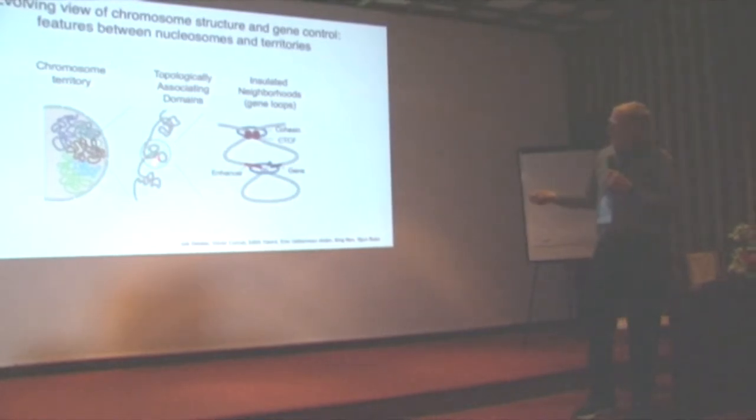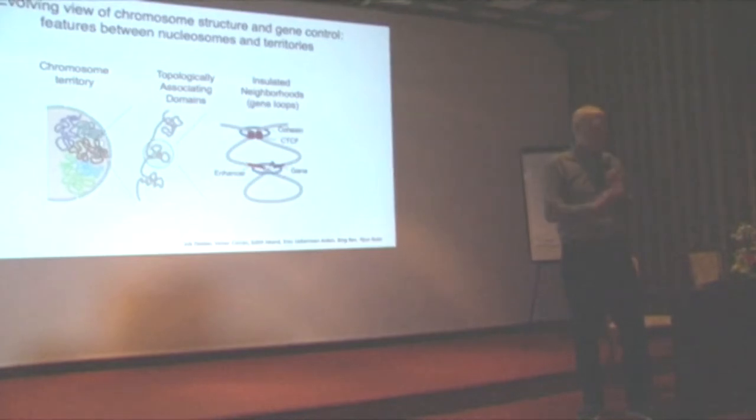These topologically associating domains do not have such stable structures. They're very, very dynamic. And so even if you could create a crystal with such a large segment, I don't think you would find much in the way of a stable structure.